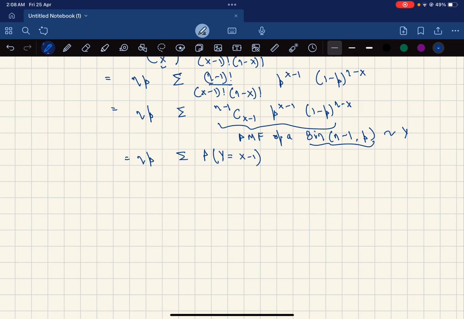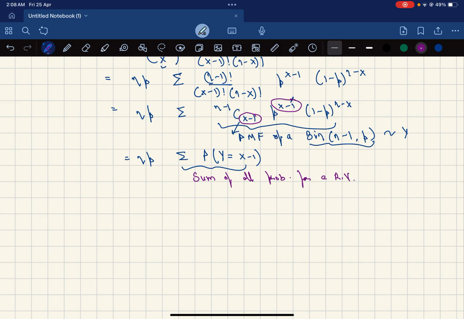This is because we are finding the probability for x minus 1 here, as one can see from here and from here. We are actually finding the probability for y equal to x minus 1. Now this term is nothing but the sum of all probabilities for a random variable.